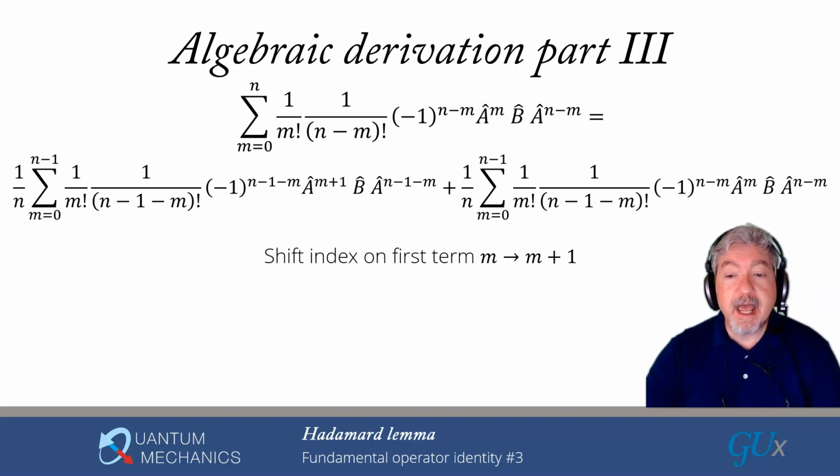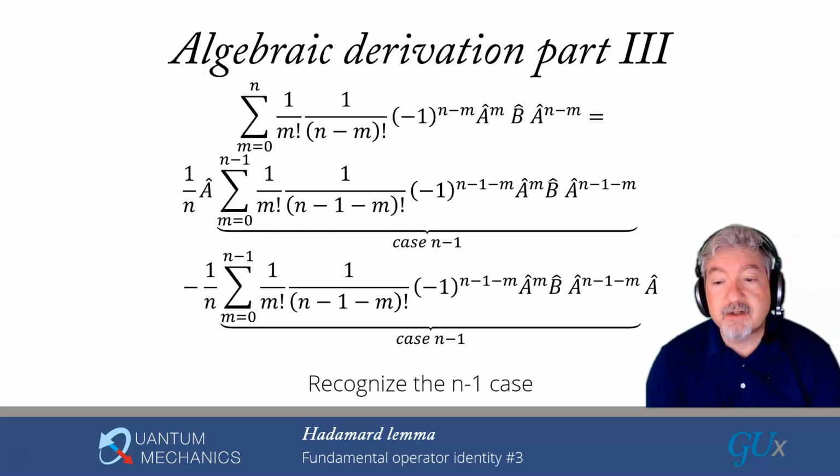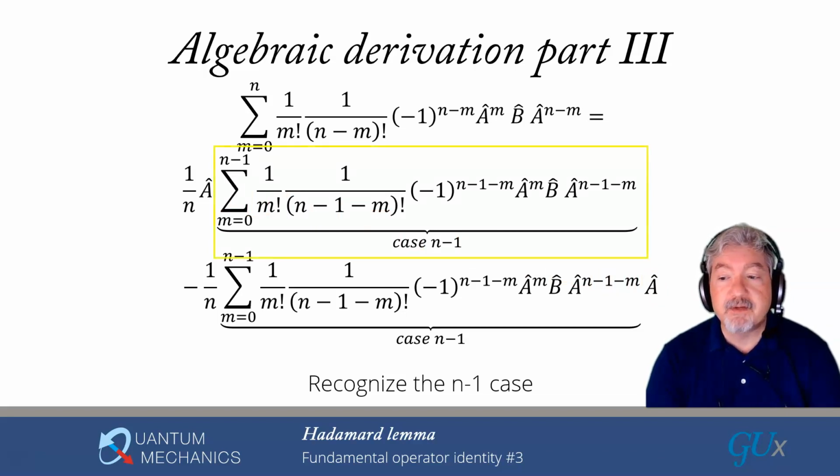Okay? Now, what we're going to do is reorganize this, and we're going to factor out a factor of a hat from each side. The term on the left gets it factored out on the left, and the term on the right gets it factored out on the right. And you can see what is left is this summation for the case n equals n minus 1.